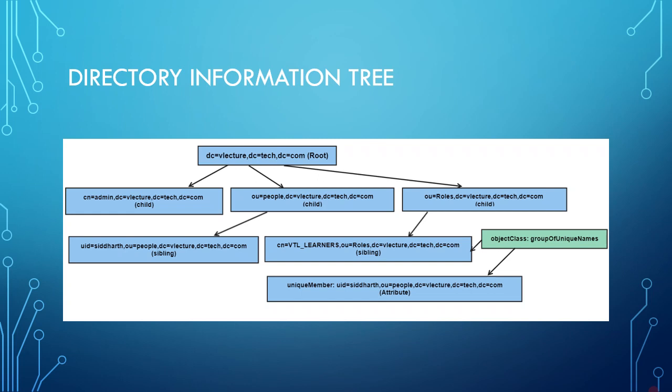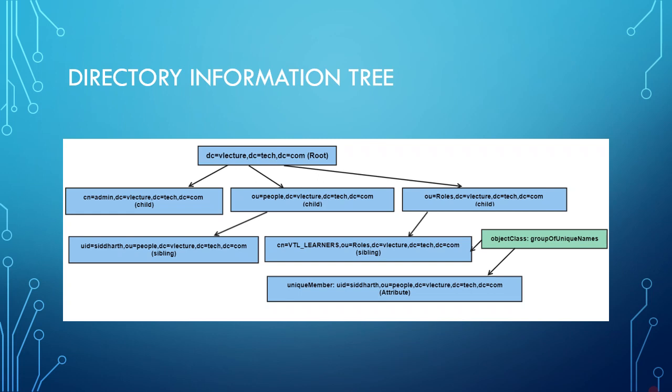The next entry, which starts with OU equal to people, is called the people entry. This entry is used to add users to an organization. By organization, I mean the root entry. The root entry represents an organization. Now let's quickly discuss the next child entry, which starts with OU equal to roles. This entry is to add the roles of the users in the organization.